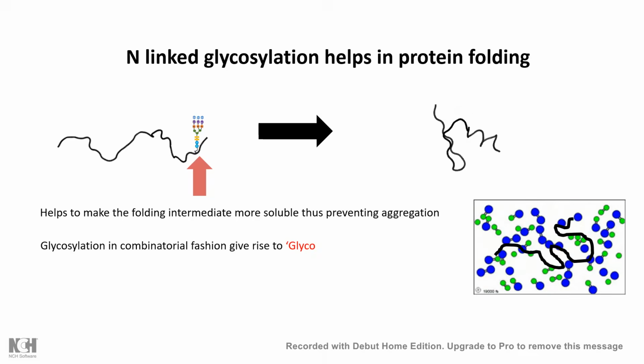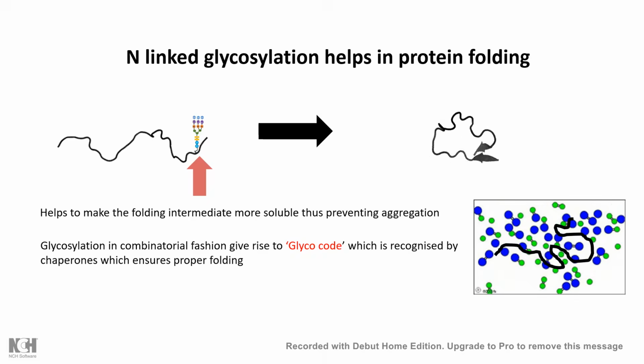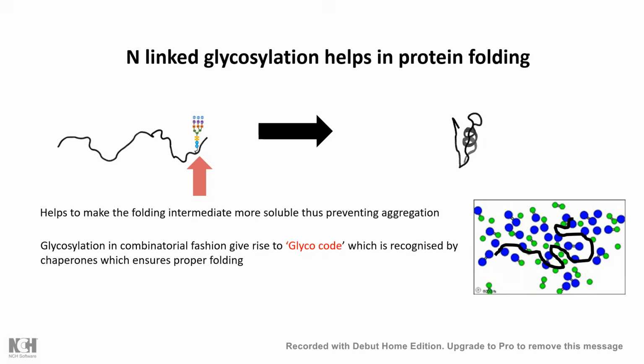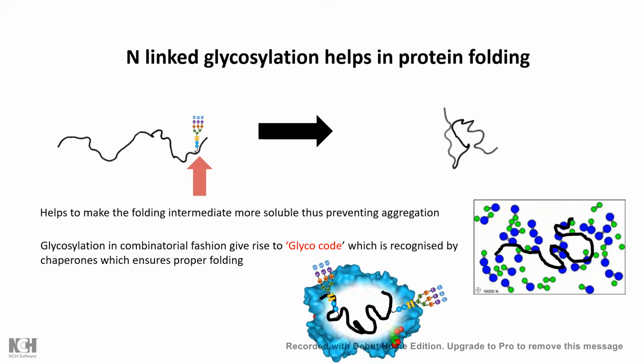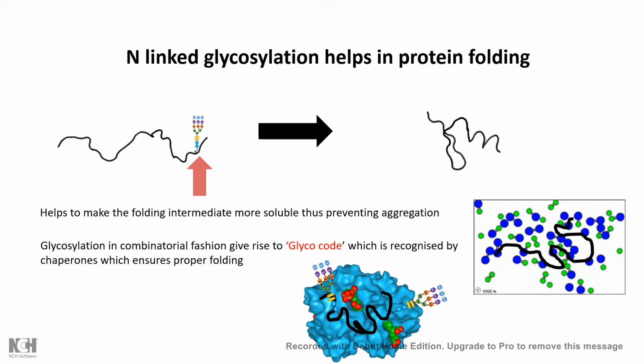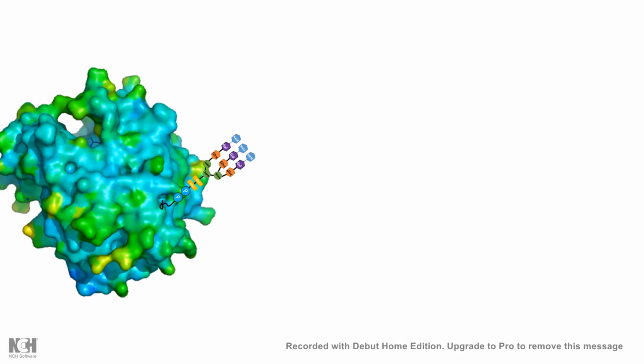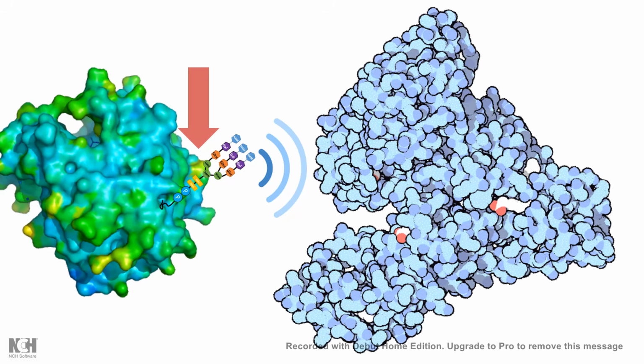They also help to form a combinatorial glycocode, which could be differentially read by several molecular chaperones, which guide the protein folding and ensure proper folding of the protein. So in that respect, N-linked glycosylation is pretty helpful. Now, apart from that, since these sugar residues are not very flexible, they can prevent the attack of several proteases onto a specific protein. In other words, it can give proteins stability and prevent proteolytic degradation.